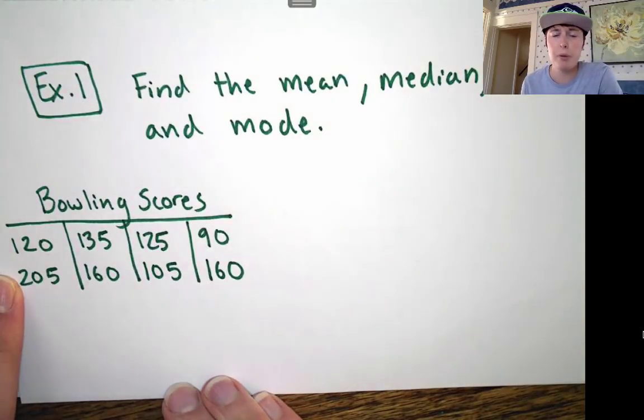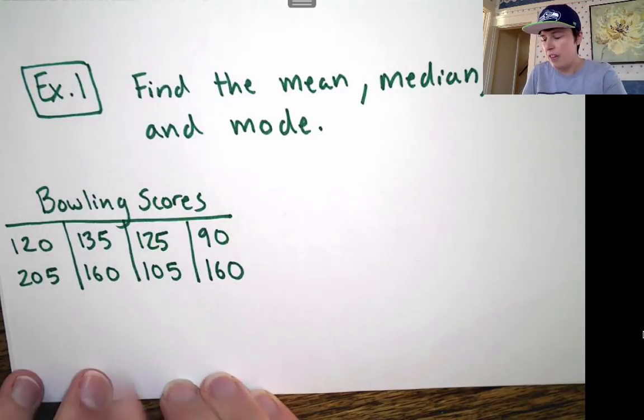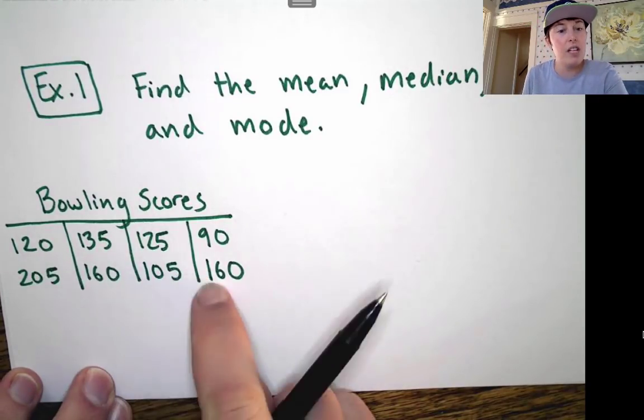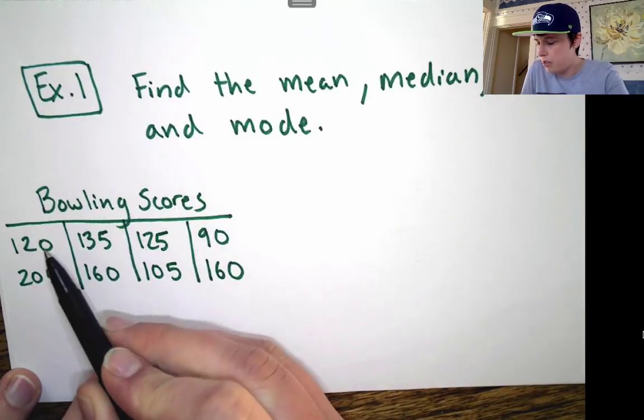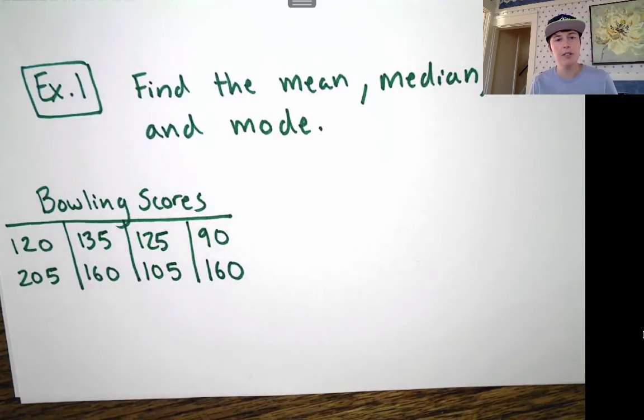Now, I'm not a great bowler. In fact, I'm happy if I get 100 when I go bowling. But I do like going. And here we've got some people that have been bowling, and they've got their scores written down. In fact, we have 1, 2, 3, 4, 5, 6, 7, 8 people and 8 scores. And we're going to do exactly what the directions want. We're going to find the mean, median, and mode.